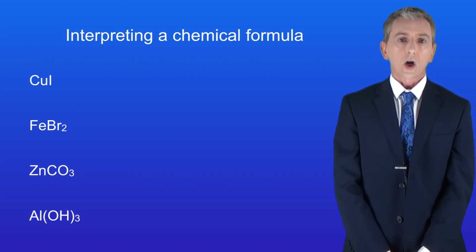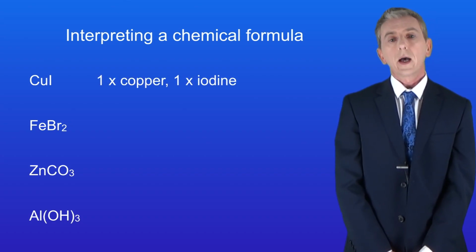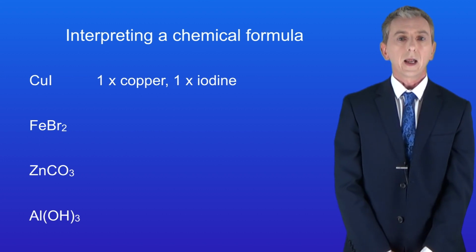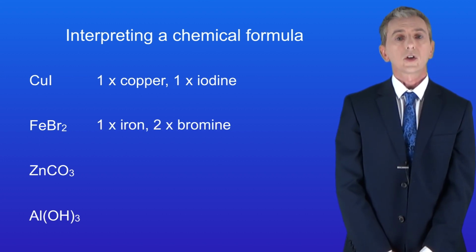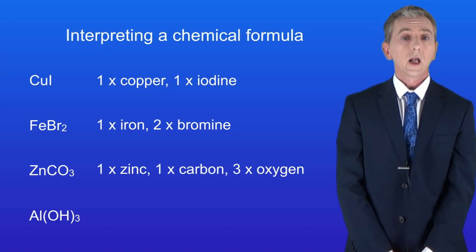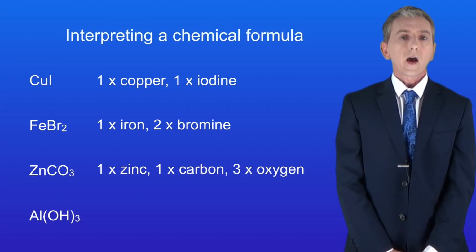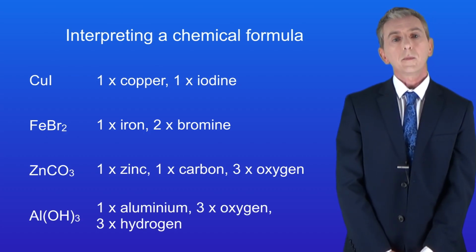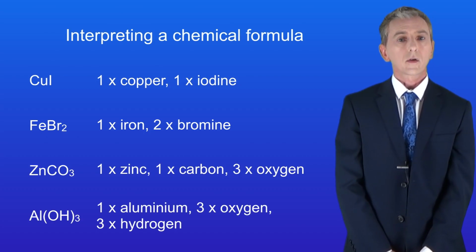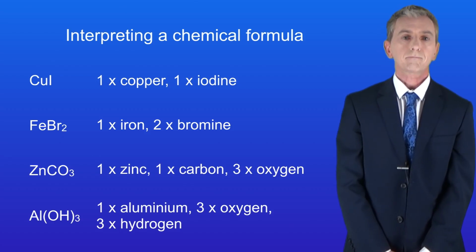Okay, in the first compound we've got 1 atom of copper and 1 atom of iodine. Next we have 1 atom of iron and 2 atoms of bromine. The third compound has got 1 atom of zinc, 1 atom of carbon, and 3 atoms of oxygen. And the final compound has got 1 atom of aluminium, 3 atoms of oxygen, and 3 atoms of hydrogen.